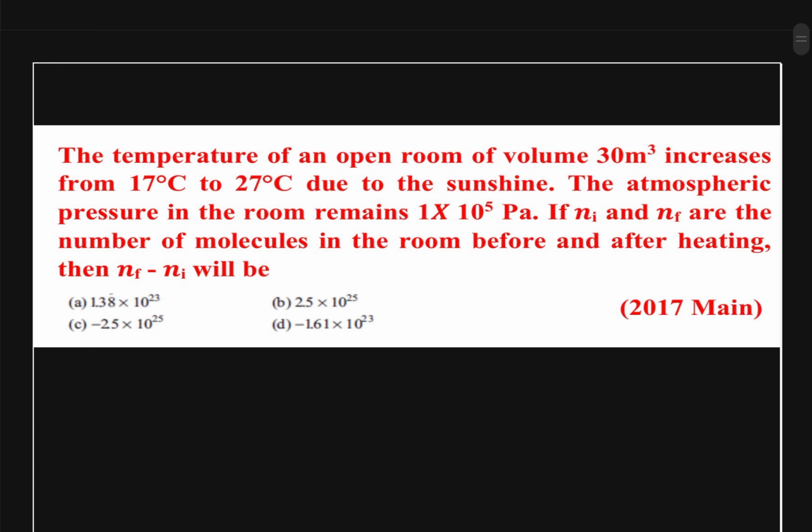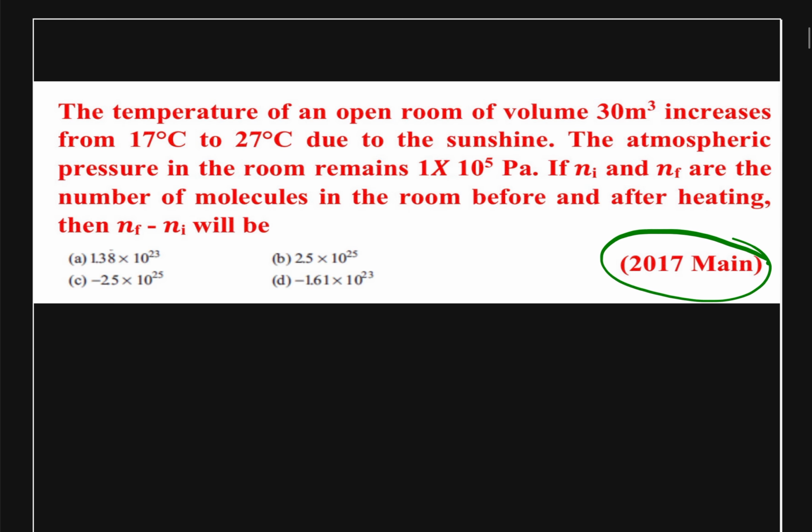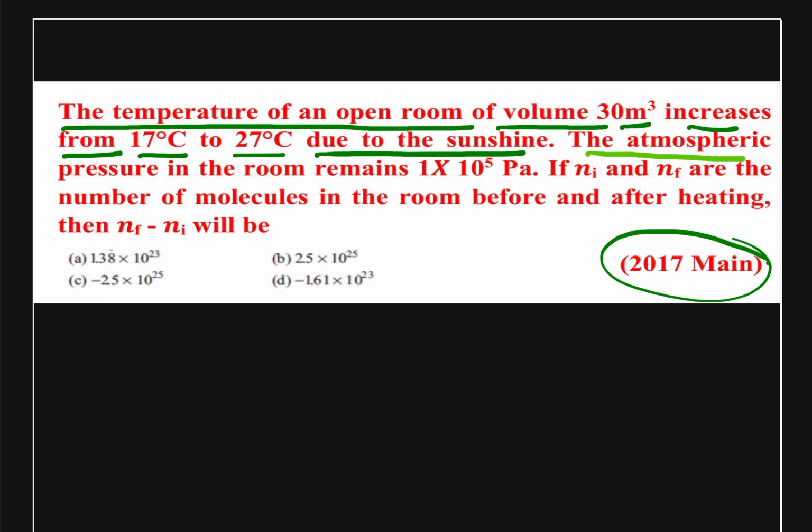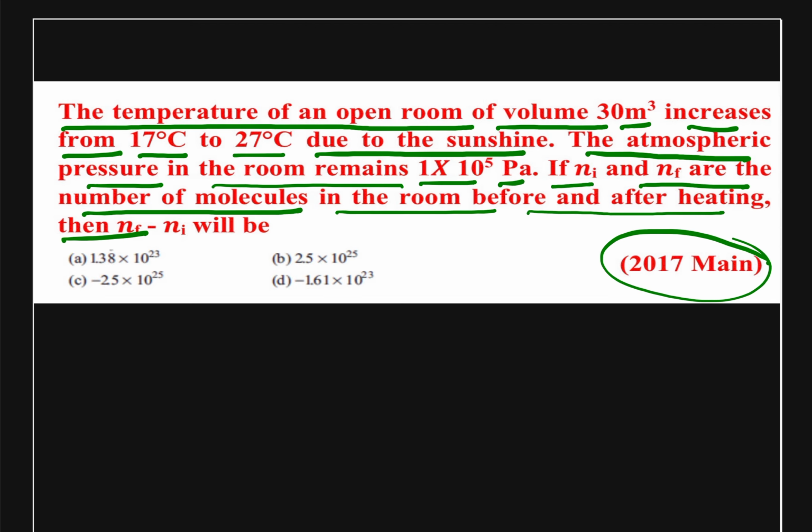Next question. It was also asked in the 2017 mains. It states that the temperature of an open room of volume 30 meter cube increases from 17 degrees centigrade to 27 degrees centigrade due to sunshine. The atmospheric pressure in the room remains 1 into 10 to the power 5 Pascal. If Ni and Nf are the number of molecules in the room before and after heating, then Nf minus Ni will be equal to. Okay.